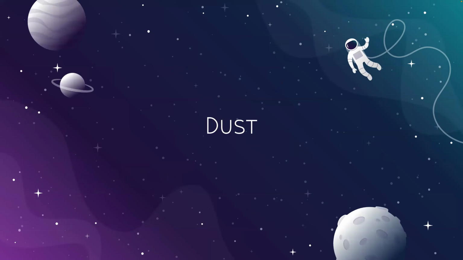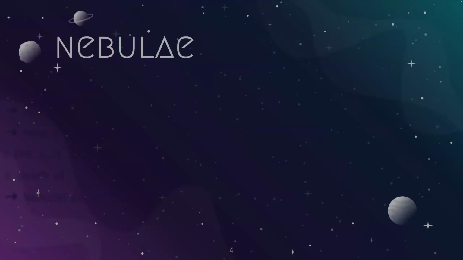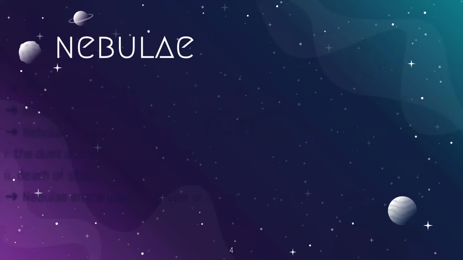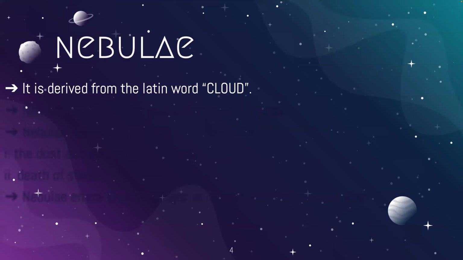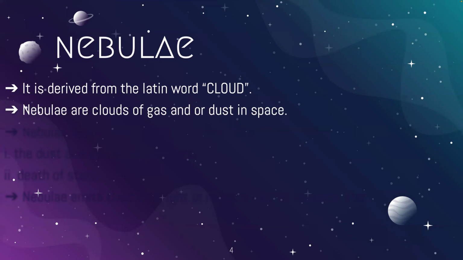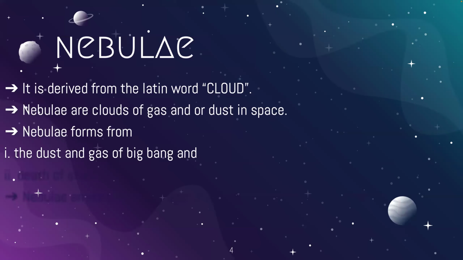Okay. So everything starts from dust, right? Whether you talk about star formation, planet formation, asteroid formation, or comet formation, anything that you see in space started from dust. And we call that dust a nebula. The plural form of nebula is nebulae. So what is a nebula? It is derived from the Latin word for cloud. Nebulae are clouds of gas and/or dust in space. Nebulae form from the dust and gas of the Big Bang and the death of stars, right?